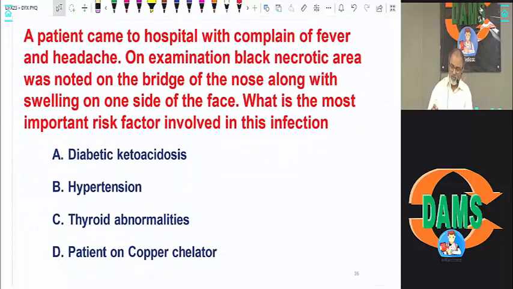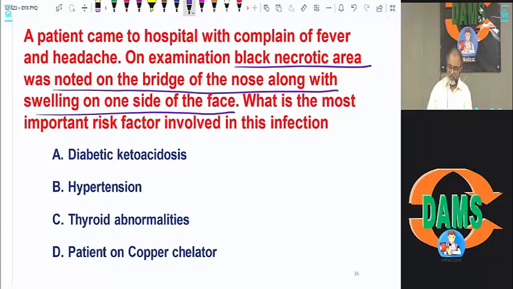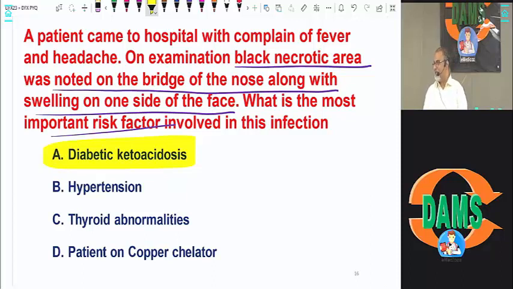Patient comes to the hospital with complaints of fever and headache. On examination, a black necrotic area was noted on the bridge of the nose along with swelling on the side of the face. Mucormycosis. What is the risk factor? Diabetic ketoacidosis, dialysis, another one is deferoxamine therapy. Diabetic ketoacidosis is very common.